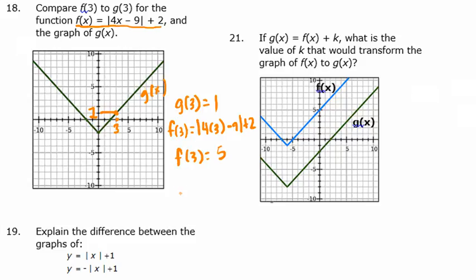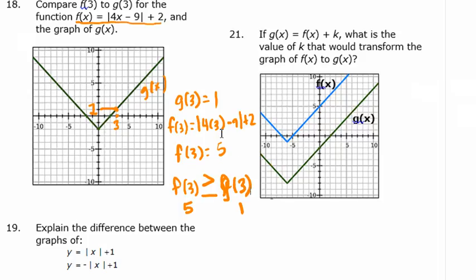And to compare two things, we put f of 3 compared to g of 3. So we know that f of 3 was 5 and g of 3 was 1. So we say that f of 3 is greater than g of 3.